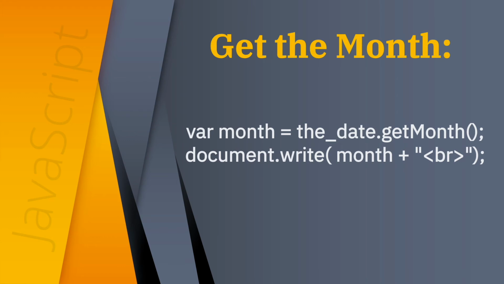Get the month. To get the month of the year, use getMonth. However, this will only get you a number from 0 to 11. 0 is January and 11 is December. If you want to turn it into an actual month, you'll need your own function. In the code below, we've set up an array to hold all the month names.